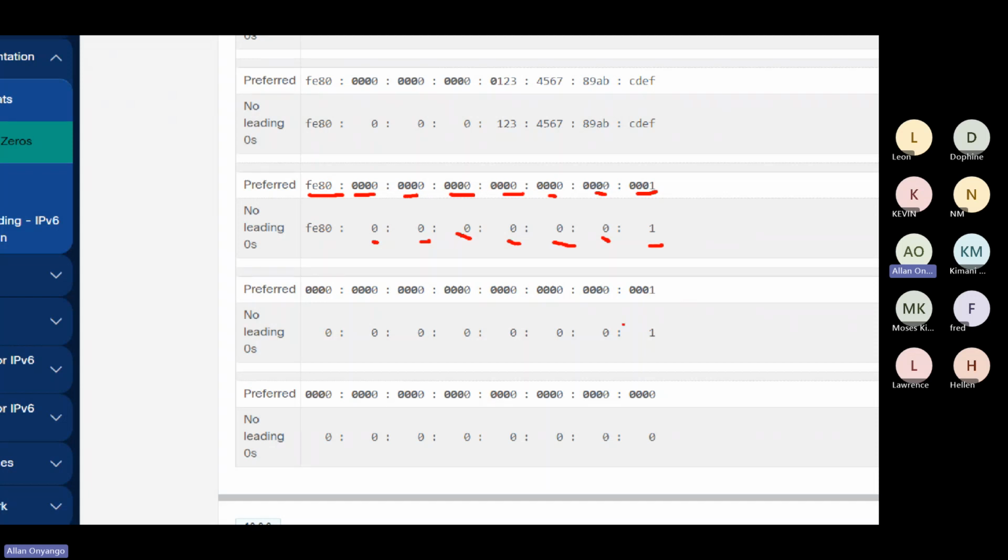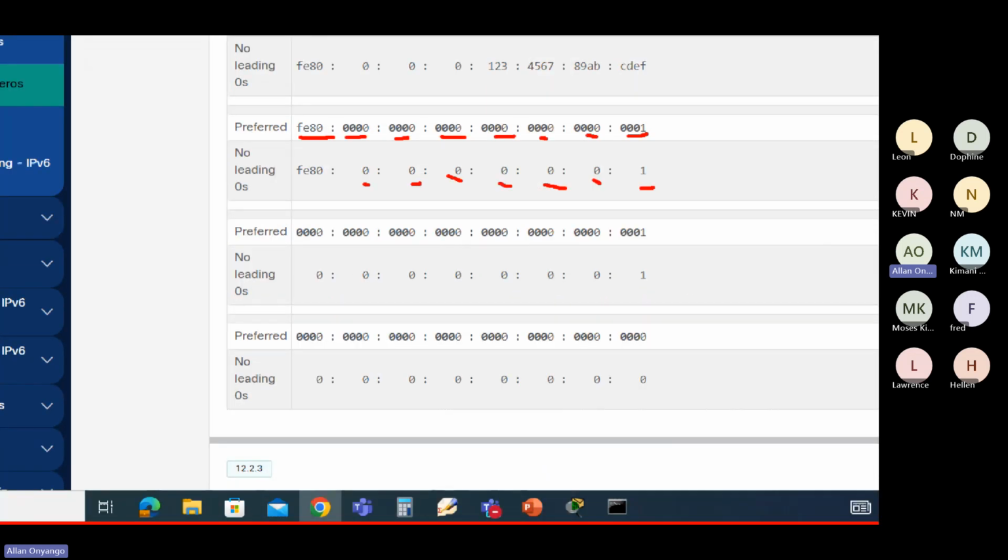What if all of them were just zeros? Check this out. Four zeros will be 0. The same here, and here. So you mean IPv6 can be all zeros? It can be all zeros. When you get to CCNA 2 and 3, you'll have an address that is all zeros, all the 128 bits, all the eight parts.